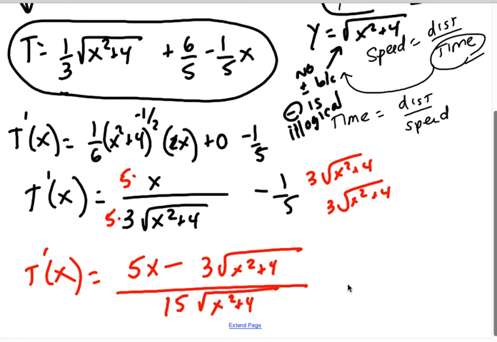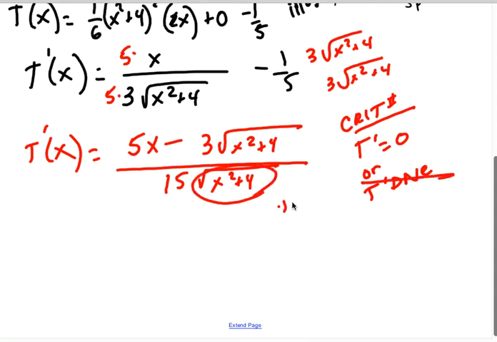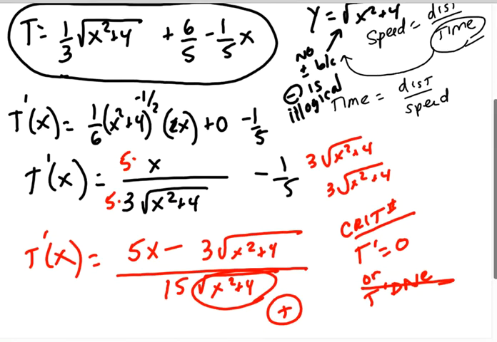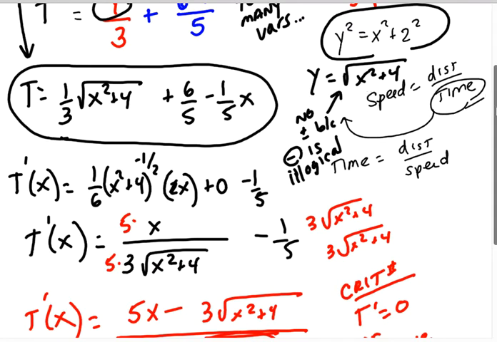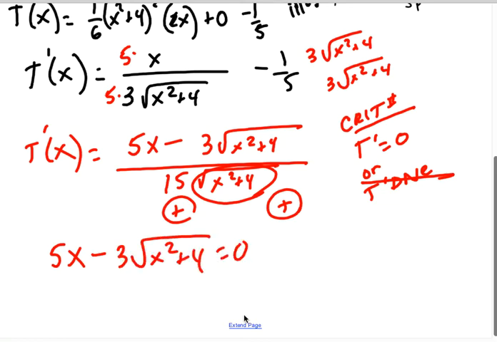Okay, a couple things to notice. When I look to find my critical numbers, t prime equals 0 would mean the top equals 0, or t prime does not exist. Well, t prime does not exist is not going to happen because a sum of squares, x squared plus 4, is always positive. So that's not 0, and 15 is a positive number. It's not 0, so that's not an issue. So the only critical number I'm looking to find here is when 5x minus 3 root x squared plus 4 is 0. So I'm going to solve for x.